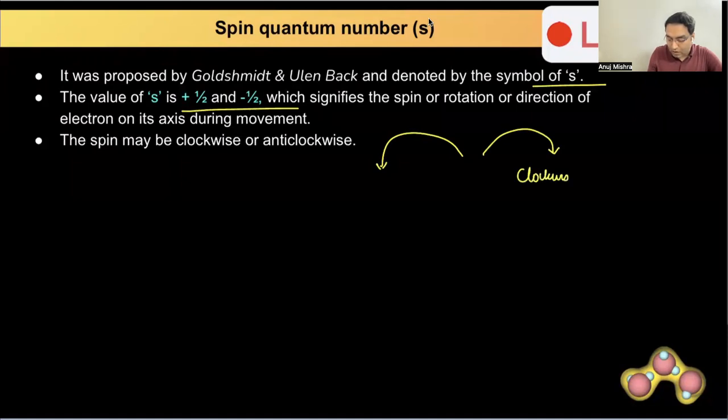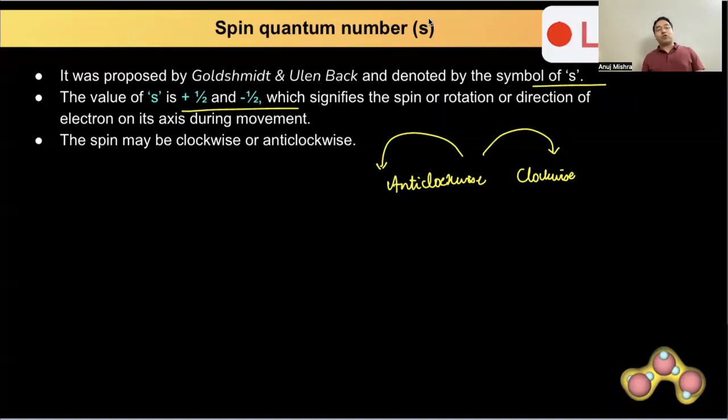clockwise and anti-clockwise. Okay. Sir, which one will be clockwise and which will be anti-clockwise? It's up to you. You can take plus half, minus half, or minus half, plus half. It's up to you. But they're opposite orientation.